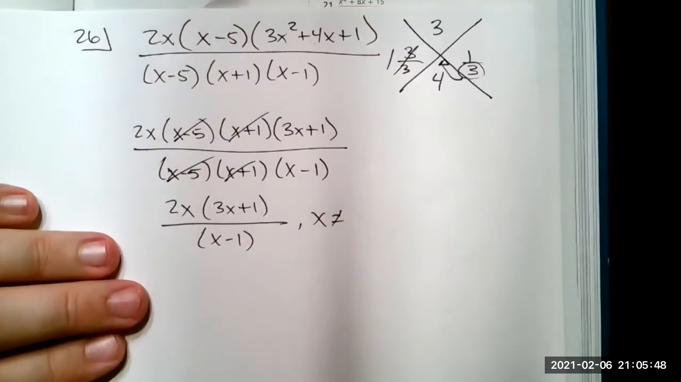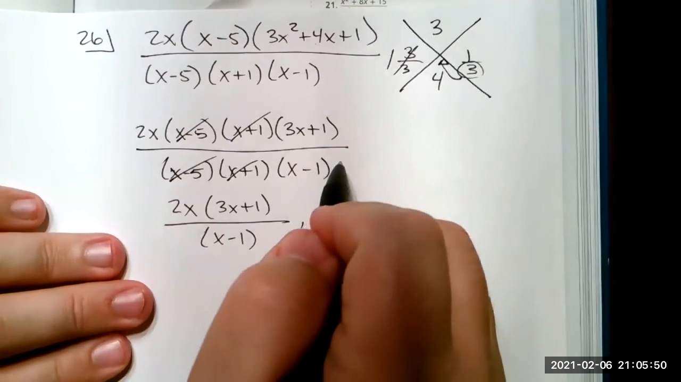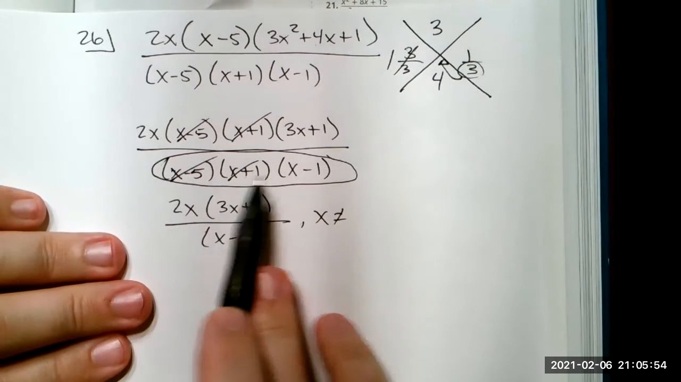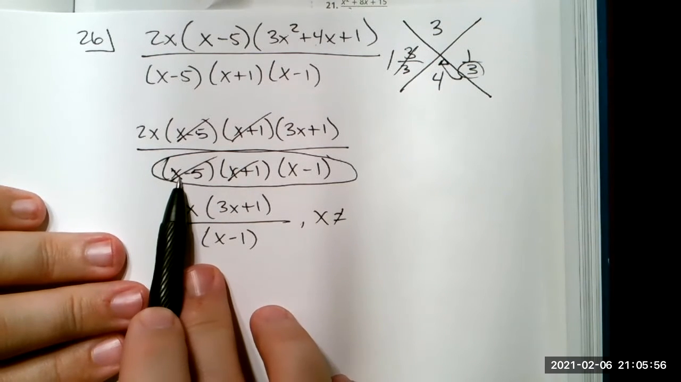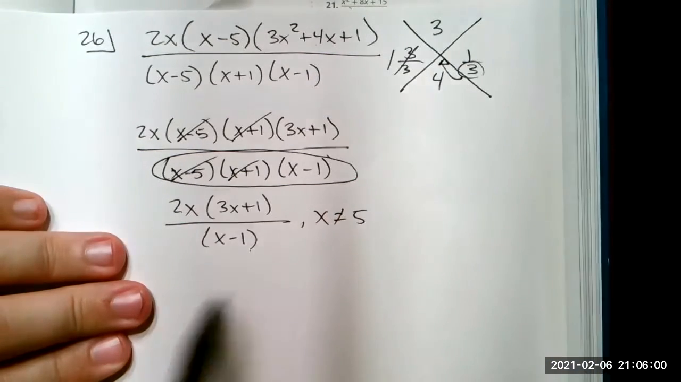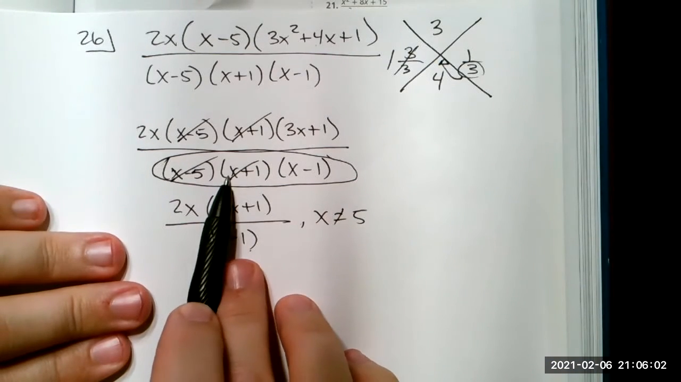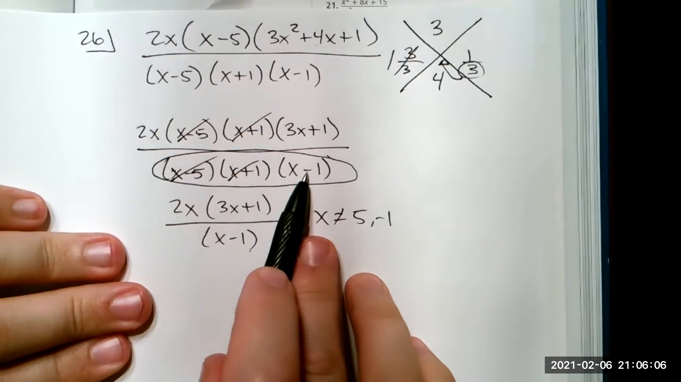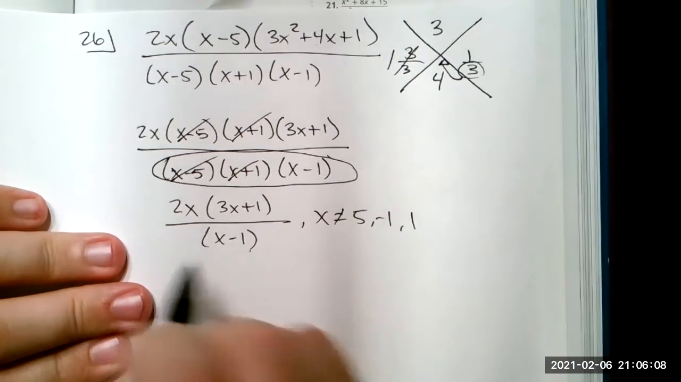And then what can x not equal? Well, basically anything in this denominator, anything that's going to make those go to 0. So in this case, that's going to be a 5. 5 minus 5 is 0. Negative 1. Negative 1 plus 1 is 0. That's a 1. 1 minus 1 is 0.